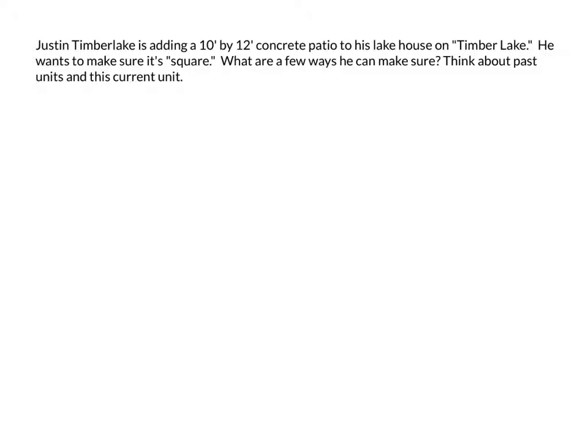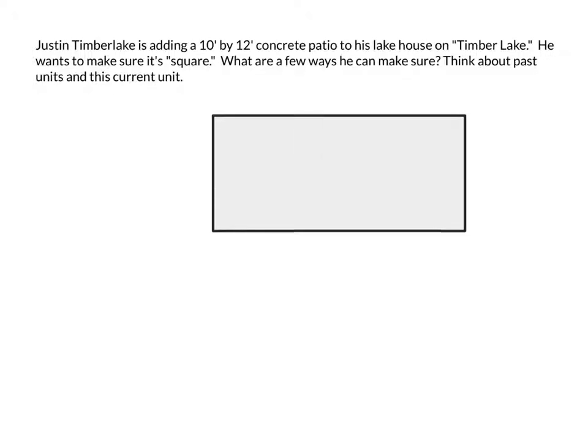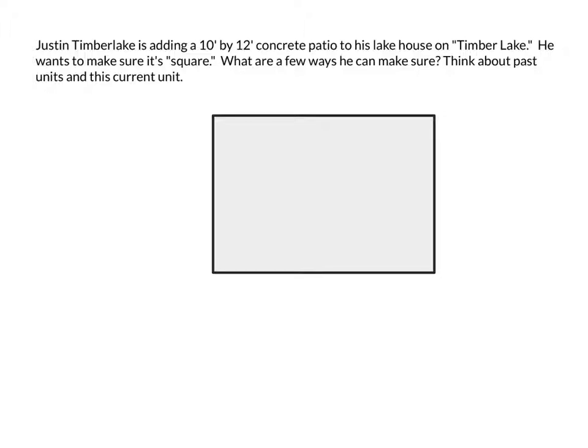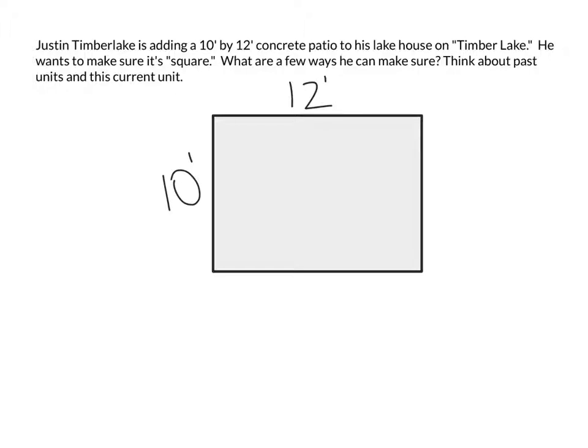Think about past units and this current unit. So I'm thinking the first thing we might want to do here is draw ourselves out a rectangle. So let's say we've got something that's a 10 by 12, that's about good. Okay, so we got 10 feet and we got 12 feet. So I just drew a rectangle. I know this is a rectangle. How can I verify that it is a rectangle?